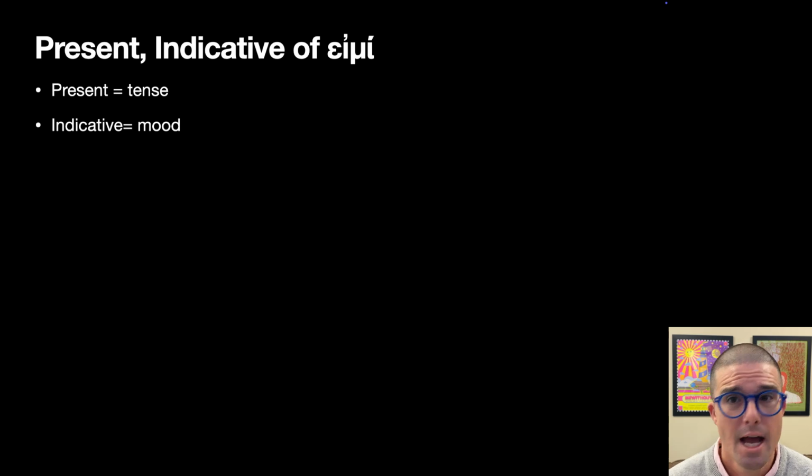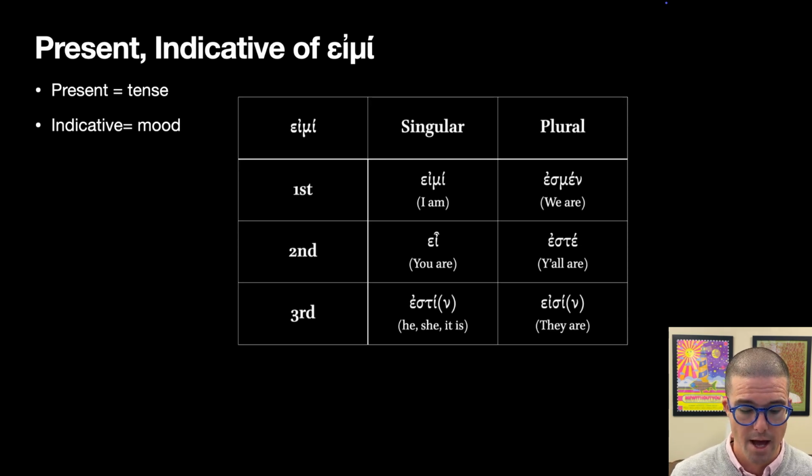So if you are parsing a to be verb, if you're parsing a version of eimi, it's going to be just present indicative, person, number. So indicative again is our mood. The action is viewed as real. And this is what the forms of eimi look like in the present indicative. So we have eimi in the first person singular. That would be translated to English, I am. Ei in the second person singular, translated to English, you are.